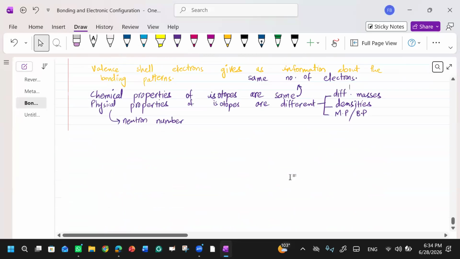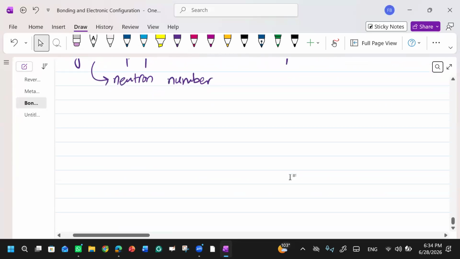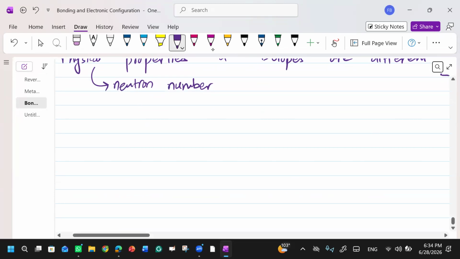Firstly, can you tell me the electronic configuration of carbon? Oxygen. Carbon is six.